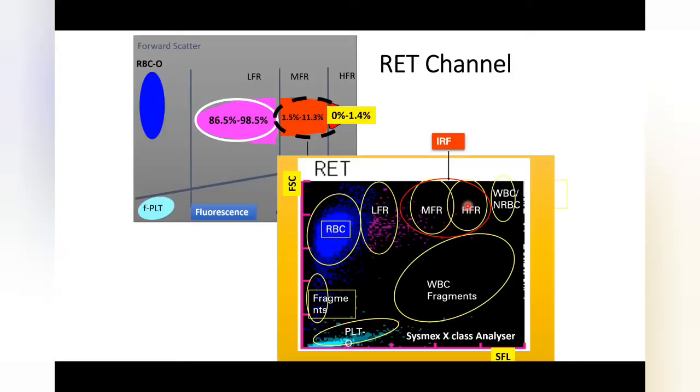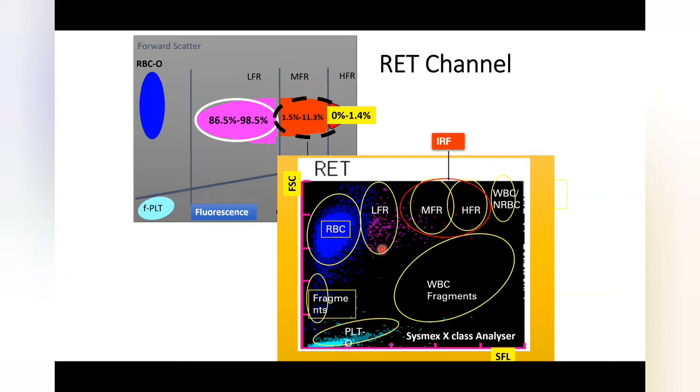So let's look at this reticulocyte channel. This is a Sysmex X-class analyzer. In this, RBCs come as a separate chunk here, and apart from that, all this here comes as reticulocytes. On the x-axis we have SFL, that is fluorescence, and on the y-axis we have FSC. So on the basis of SFL and FSC, that is the fluorescence, reticulocytes can be divided into three parameters. One is LFR, low fluorescence, MFR, mid fluorescence, and HFR, high fluorescence.